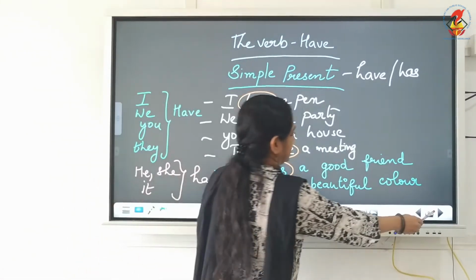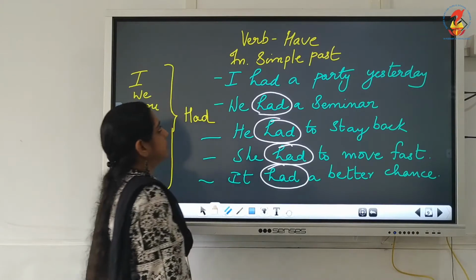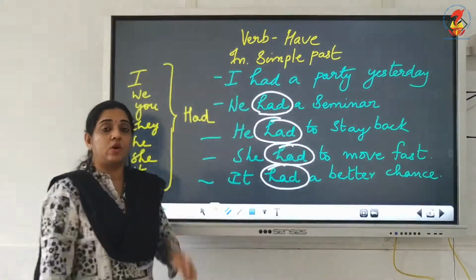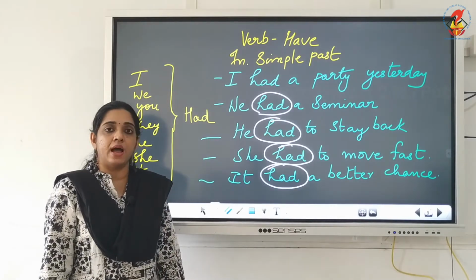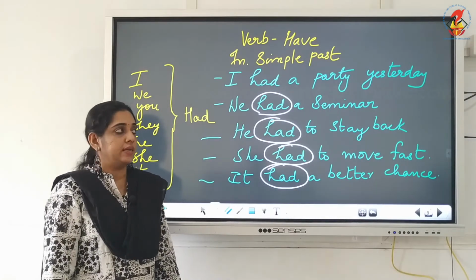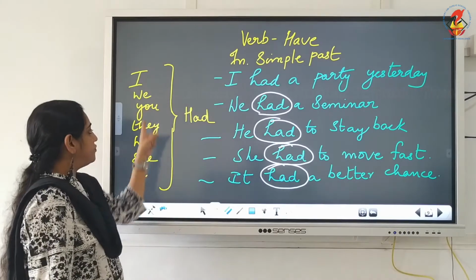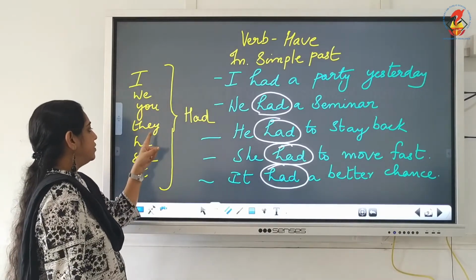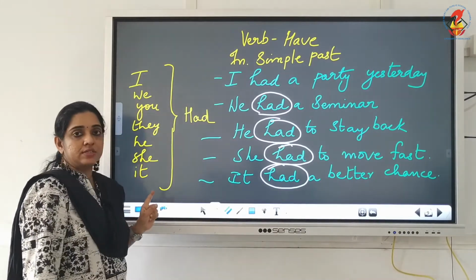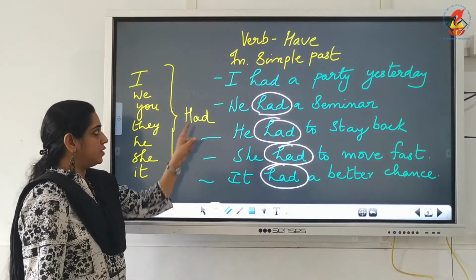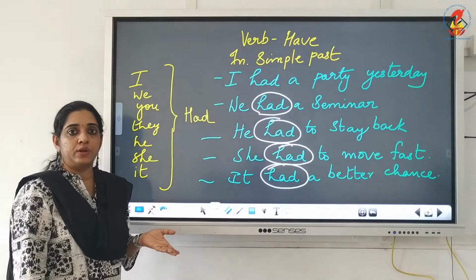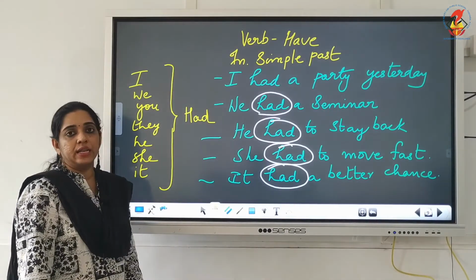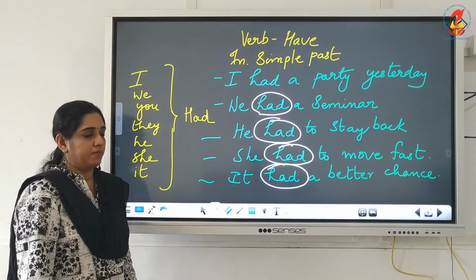Now, the next one, past. Past tense of the verb have. What is the past tense of the verb have? Had, is it? So, here see, for everything, I, we, you, they, he, she, it, for all these types of subjects you can use had. Even if it is singular or plural, you can use had in the past form of the verb.